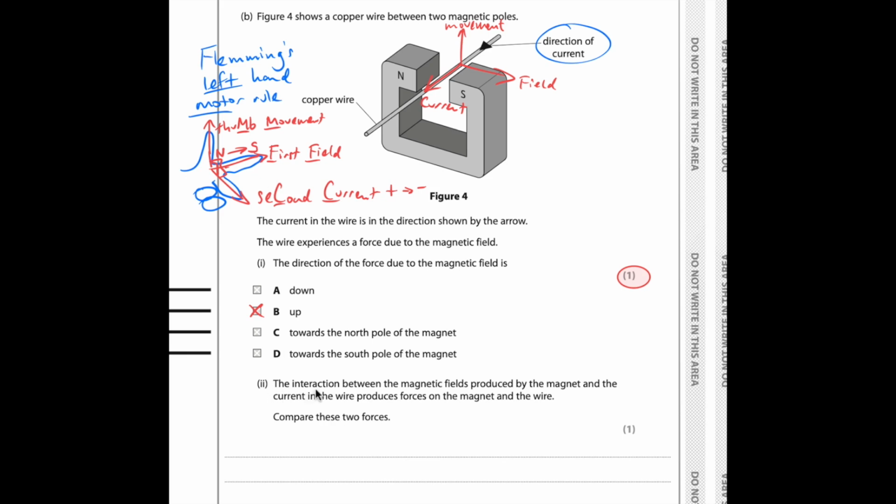Part 2. The interaction between the magnetic fields produced by the magnet and the current in the wire produces forces on the magnet and the wire. Compare these two forces. Well, they'll be equal in size but opposite in direction.